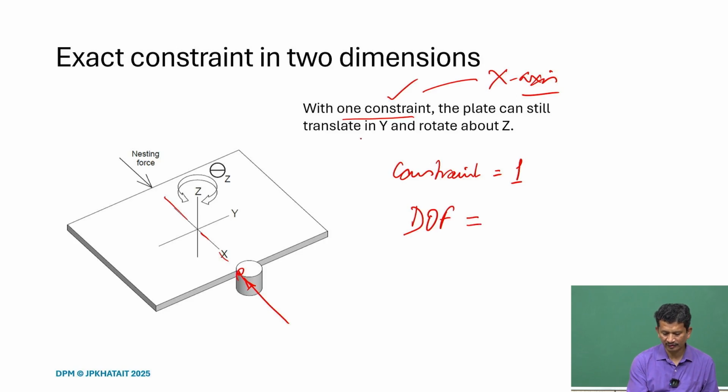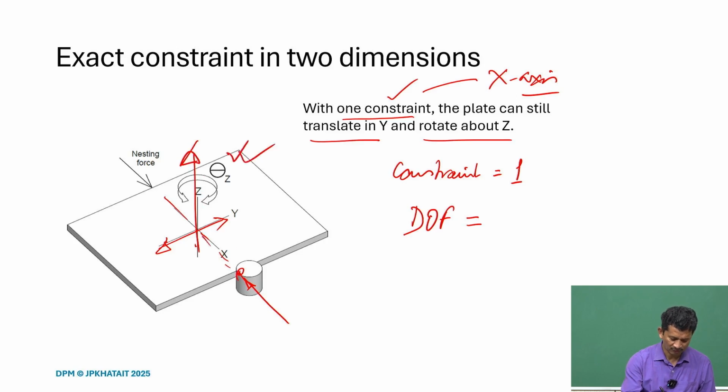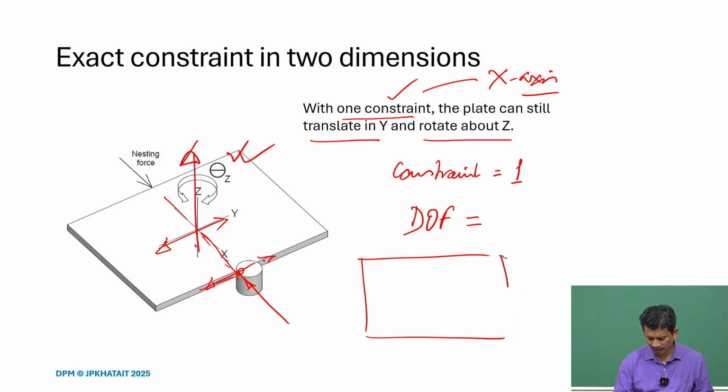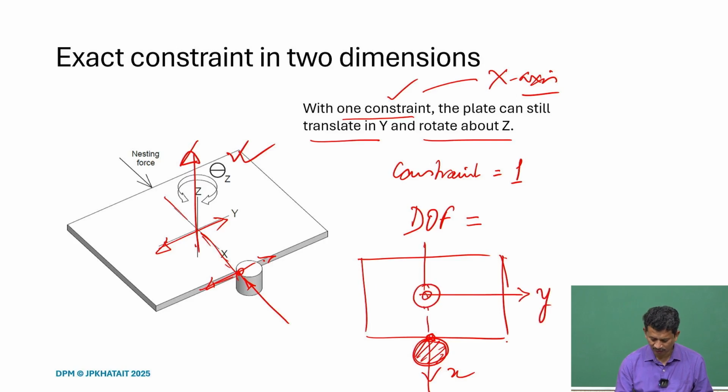What about the degrees of freedom then? What we find is that it can still translate in y and rotate about the z direction. If you try to move along the y direction, if you give this motion, it can still slide. So, that translation is possible. If you try to rotate about the z direction, this theta z, it can slide here at the point of contact. So, it is possible to give that rotation about z also. It is very easy to see if we just check this figure. This is the post, and this is the contact, and this is the x direction, and this is y, and this is the z we are talking about, the theta rotation.